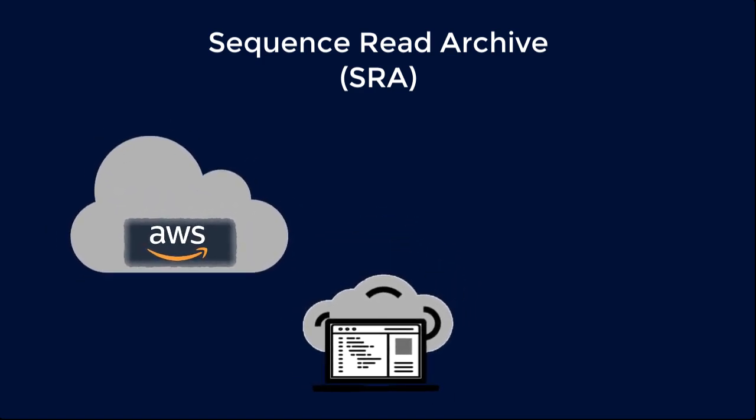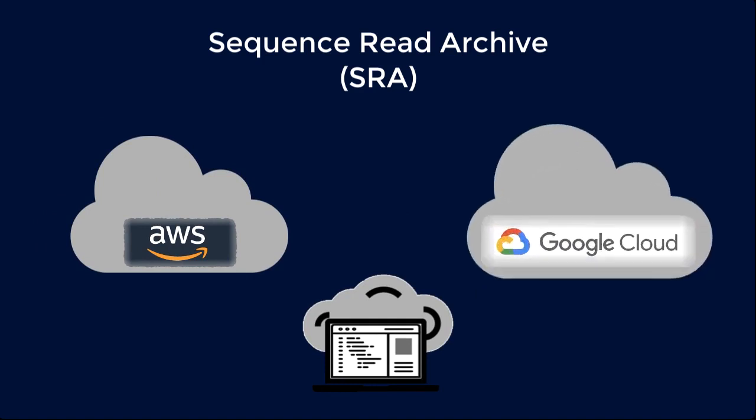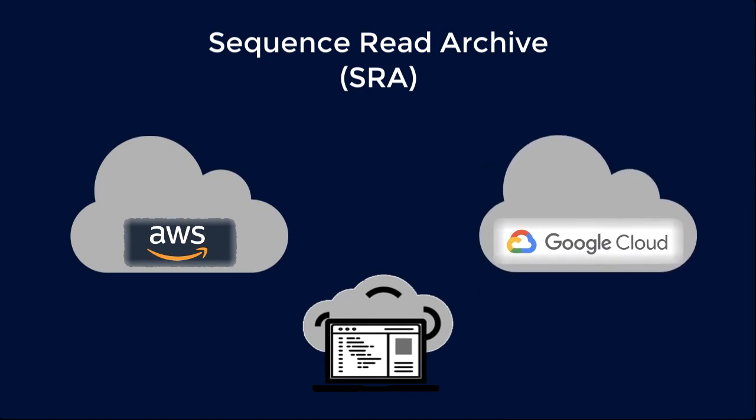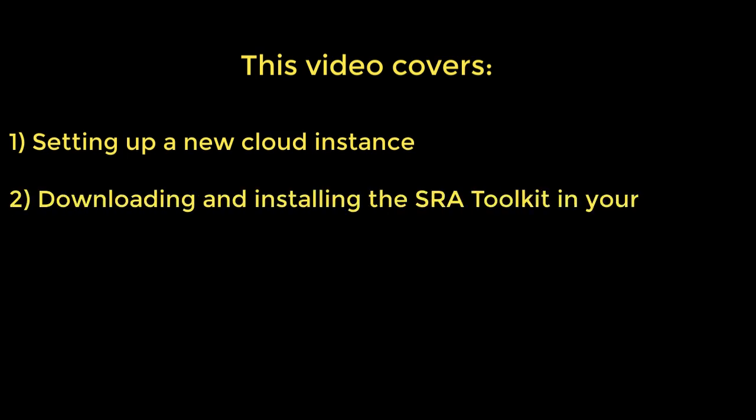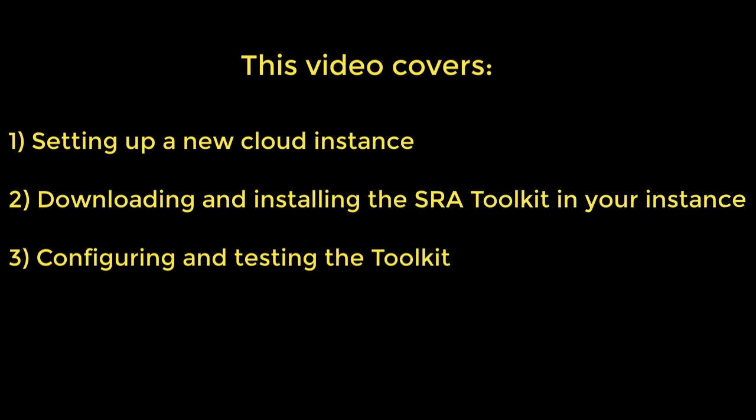At the end of the video, you can link to a companion video describing access through Google Cloud Platform. I'll cover these three activities: setting up a new cloud instance, downloading and installing the SRA Toolkit within your instance, and configuring and testing the Toolkit installation.